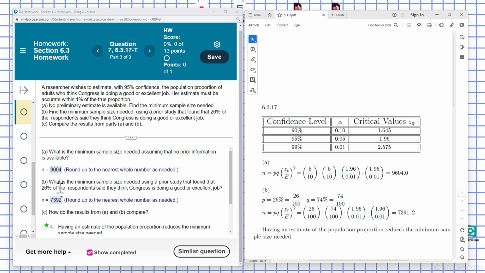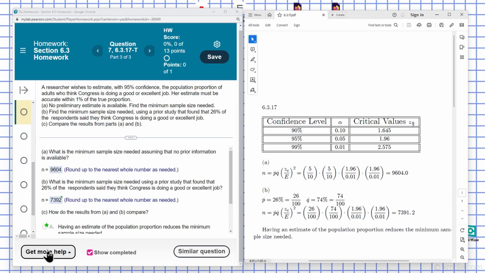Then if we know something about a particular sample, I put in my p to be 0.26 and the q to be 0.74. And the z-score here is 1.96 divided by the error, which in this case is 0.01. I multiply it out and get this one here, and it just rounds to the nearest whole number. Okay, that's how you go about doing this problem.